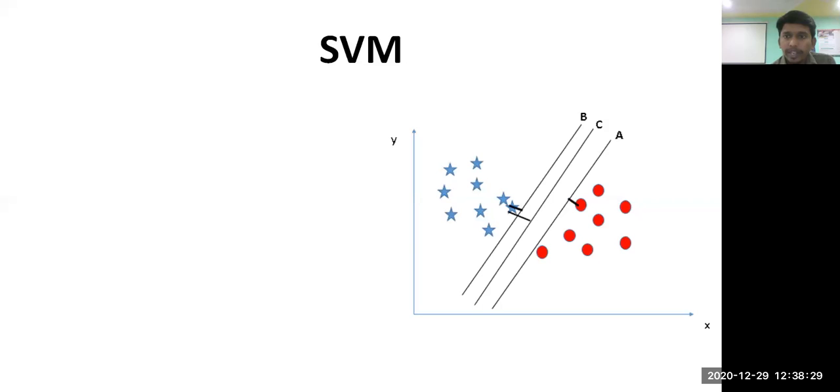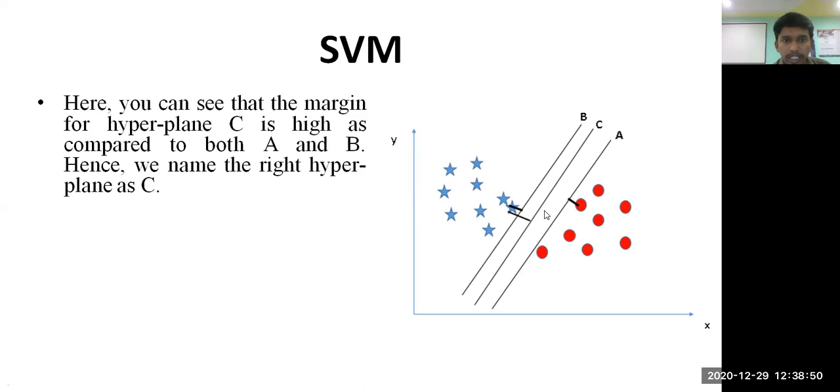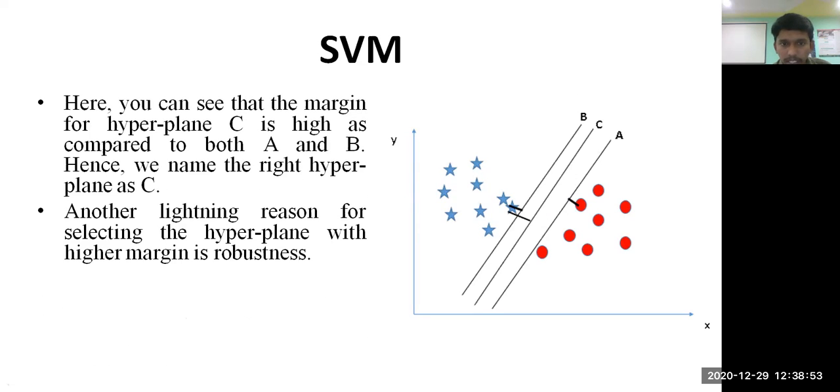Now here you can see the understanding of what we have seen in scenario 2. If I say A is a hyperplane, it is not able to classify stars appropriately. That's why we are selecting C, because it is having the maximum margin between these two circles. That is the explanation for the previous concept. The margin for hyperplane C is high as compared to both A and B, hence we name the right hyperplane as C.